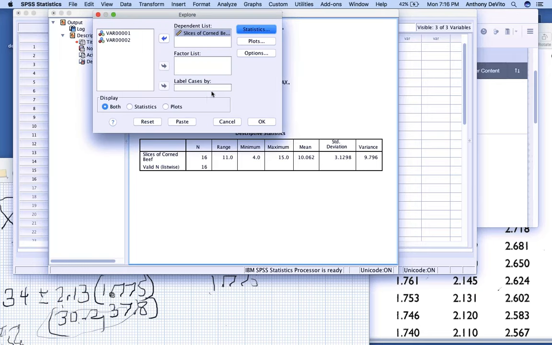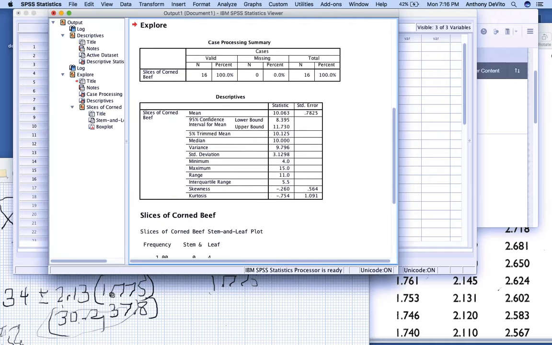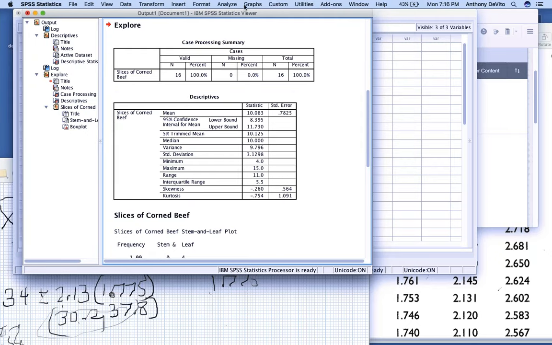So I'll click continue. I'm not interested in any plots right now, but if we wanted to, we could ask it to make some additional plots. It's automatically going to do a box plot for us, no matter what we say. So right down here it says, what do we want it to display? Just the statistics, just the plots, or both? I'm going to leave it on both and say OK. Again, it does a calculation. It creates an output table, and here we are.